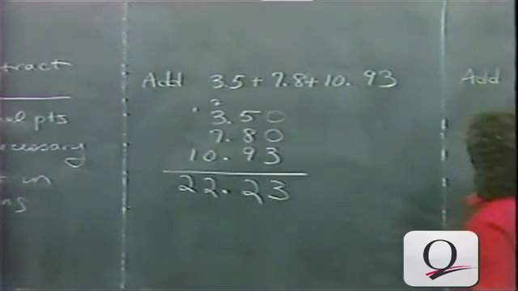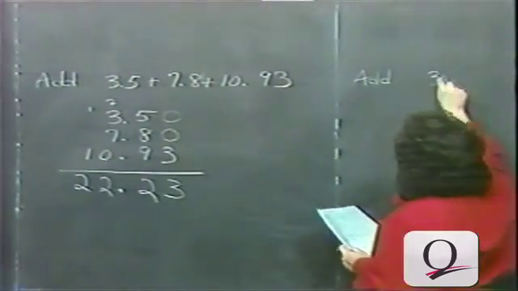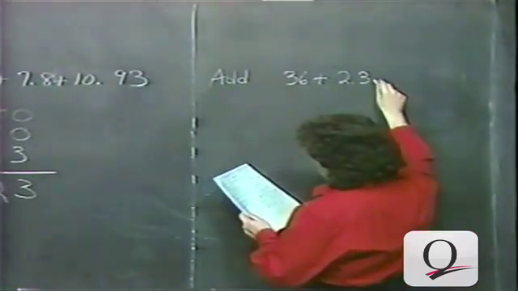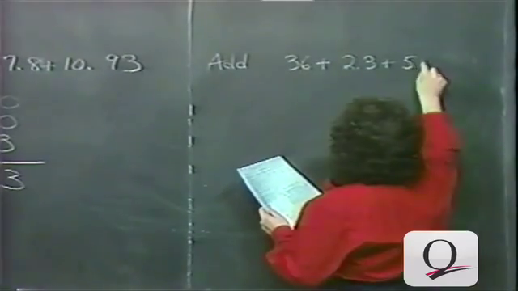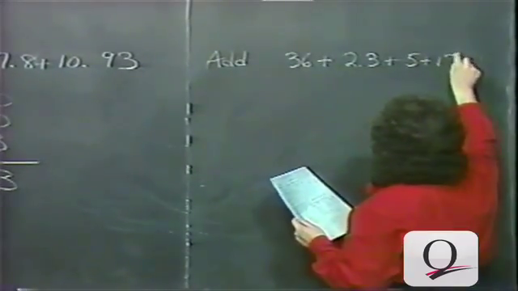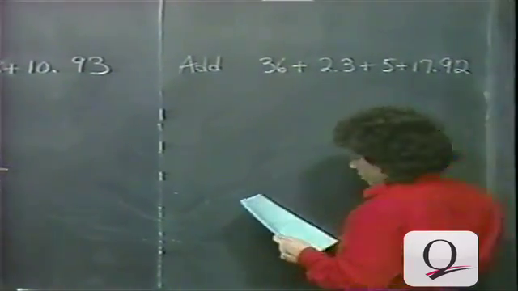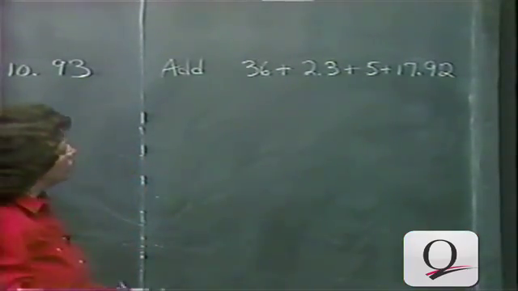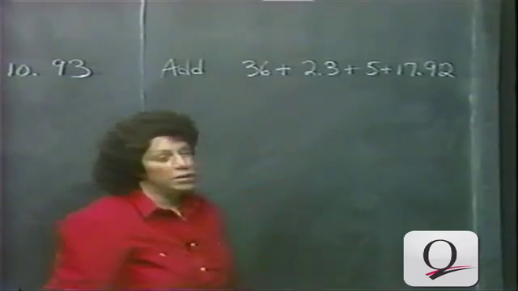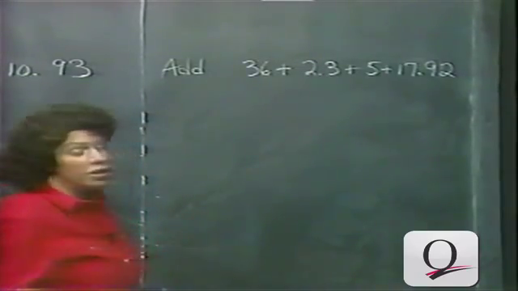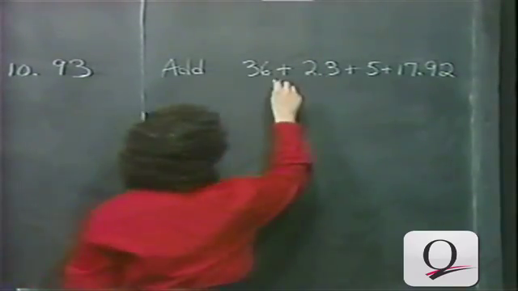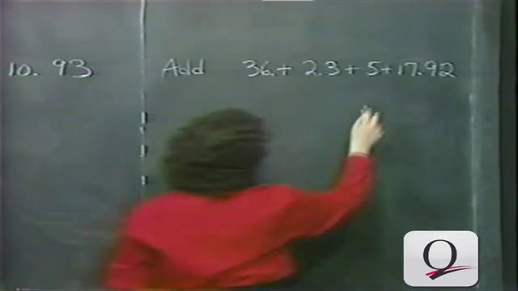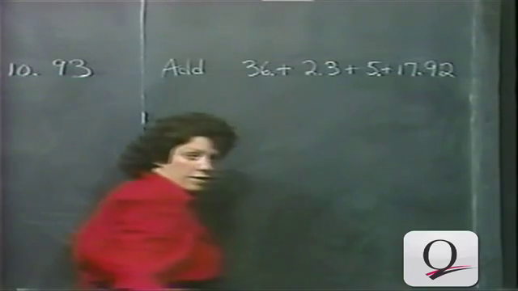Let's try another one. Suppose we want to add 36 and 2.3 and 5 and 17.92. Okay, first of all, if you do not see a decimal point in a number, in other words, if you have an integer, the decimal point is assumed to be directly after the number. So 36 is really 36 point. 5 is really 5 point.